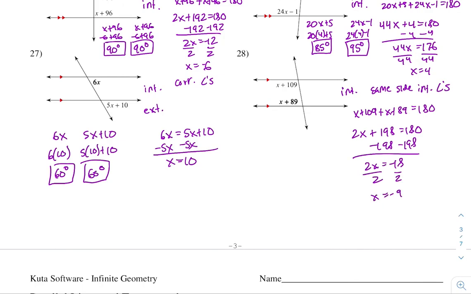Plug that into the original so that we can find our angle measurements. Negative 9 plus 109, negative 9 plus 89. So we should get 100 degrees and 80 degrees. That looks to be good because, again, same side interior angles are supplementary, which means those angle measurements better add up to 180. So that was your guys' homework.